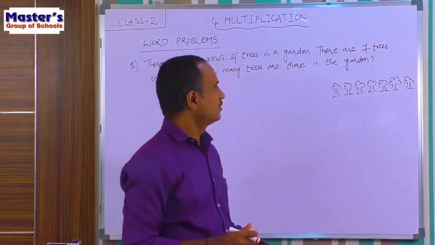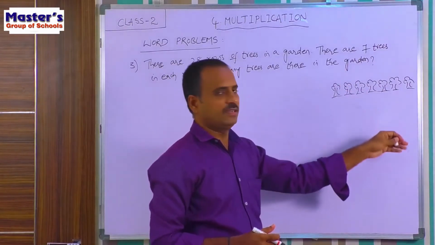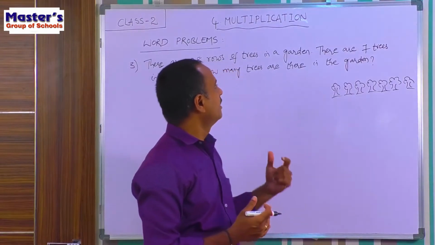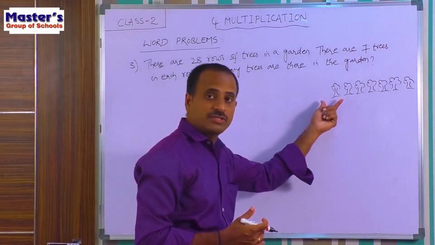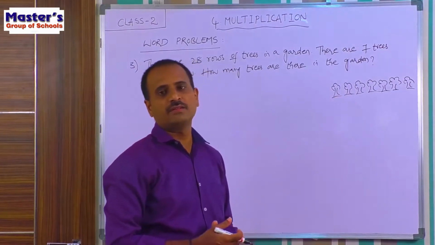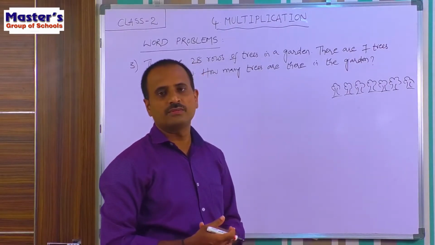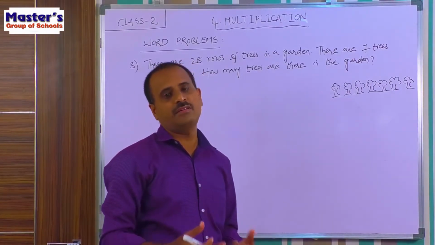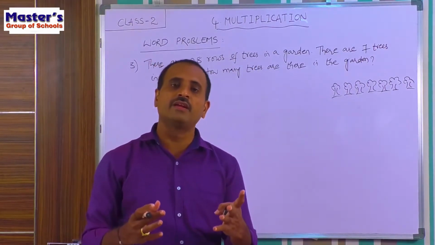So children, in this way, if the trees lie one beside the other, then it is called a row. So in a garden, how many rows are there? There are such rows, 28 rows. And in each row, there are 7 trees. Now we have to find how many trees are there in the garden. That means the total number of trees in the garden.